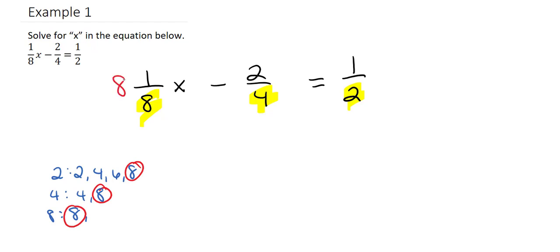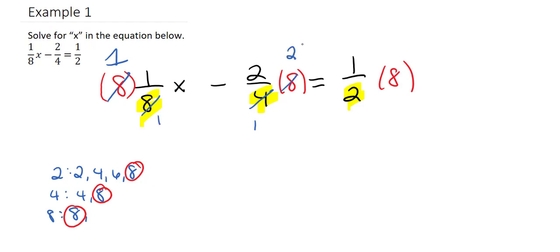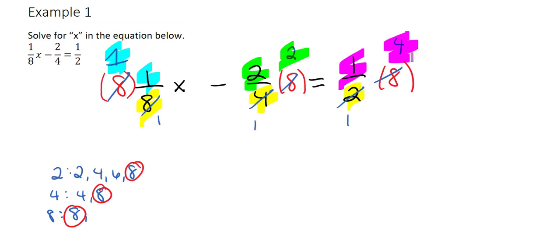So what we're going to do is multiply each term by 8. When we multiply each term by the least common denominator, the LCD, we clear the fractions this way. 8 over 8 becomes 1. Now 8 and 4, this becomes 1 and this becomes 2, because 8 divided by 4 is 2. And then 8 and 2, this becomes 1 and this becomes 4. So we're multiplying 1 times 1, then 2 times 2, and on this side, 1 times 4. Let's go ahead and do that.